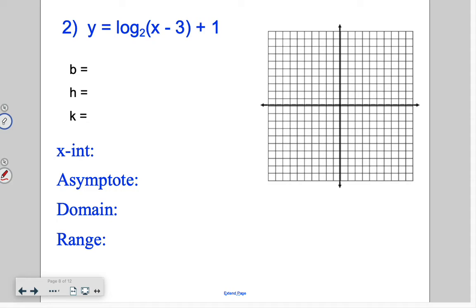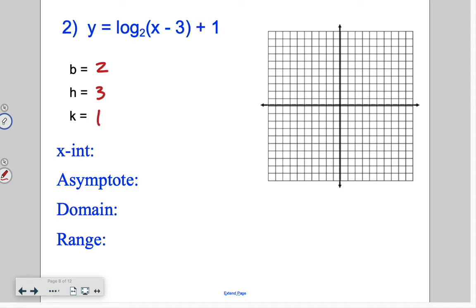All right, let's start at the beginning. What's the base? 2, which tells me, again, I've got logarithmic growth. It tells me the shape of the graph. What's the value of h? How far are we shifting this horizontally? Again, it turns out it's 3 to the right. And up or down? Up. We're going up 1.